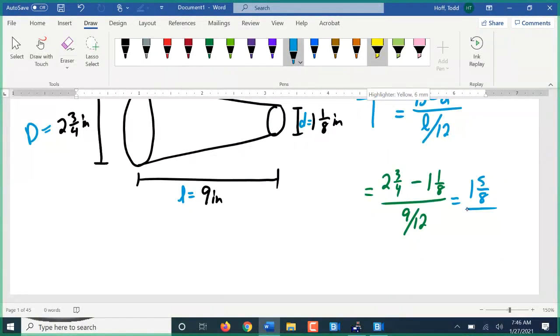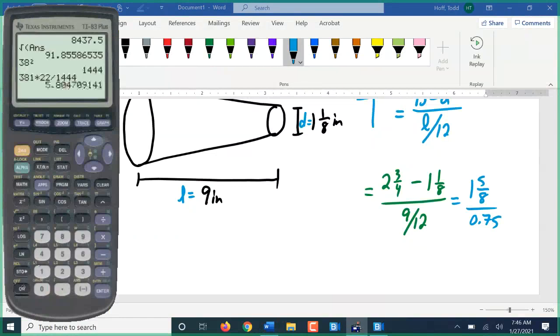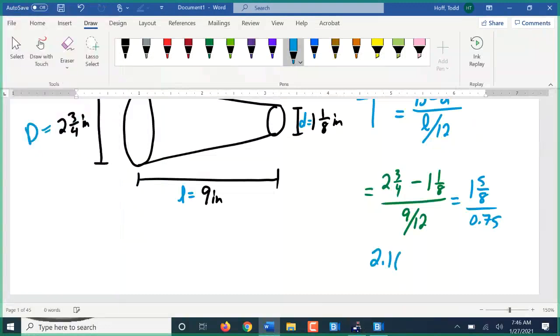9/12 is, 9 divided by 12 is 0.75. Divide those out, we get 2.166666. So we're going to 2.167. That's our taper. That is inches per foot. So the diameter on that piece changes by 2.167, that's actually 2 1/6 inches for every foot of length.